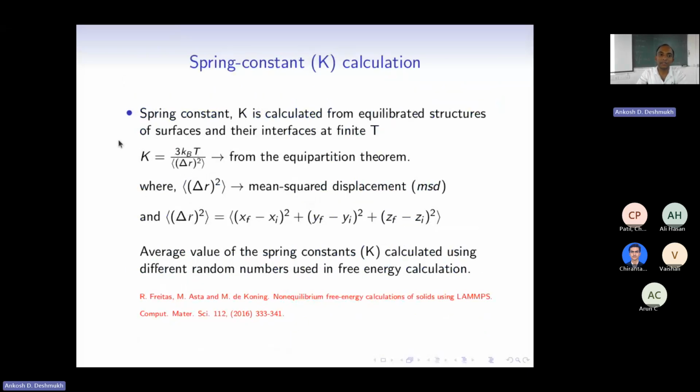To get this free energy, we need a prerequisite, that is the spring constant. We calculate this spring constant using the relation k equal to 3 kBT over the mean square displacement of the system. The mean square displacement can be calculated as the average over the final position minus the initial position along each direction for each given atom.